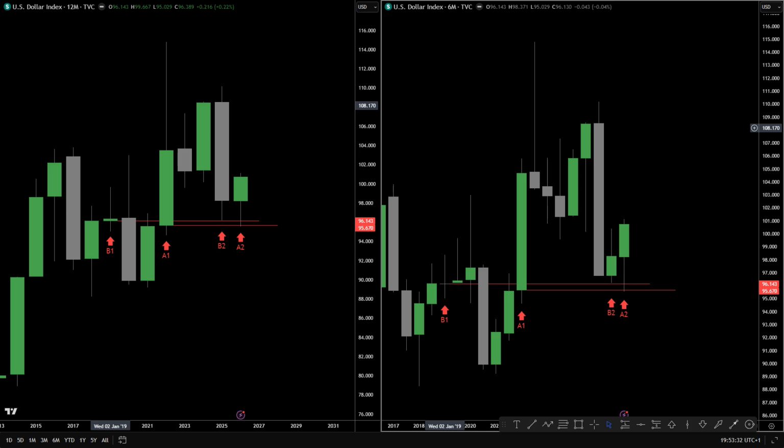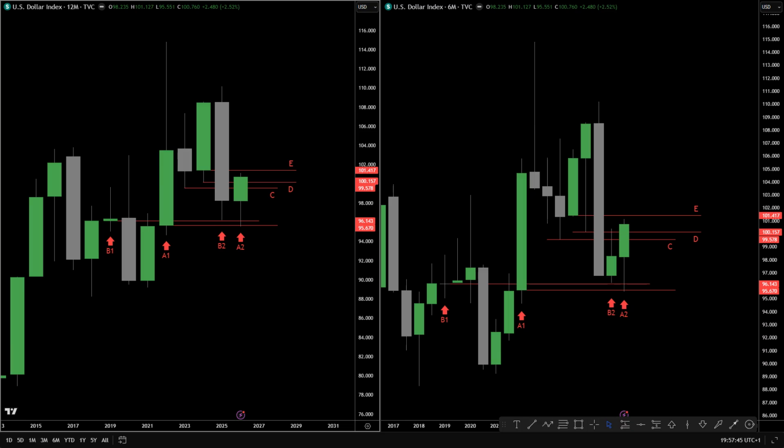Now let's shift our attention to the upside. There are three key levels I want you to focus on: C, D, and E. Remember, these are levels derived from 12-month candles, which means they carry significant weight. Price has already traded through levels C and D. That naturally brings our attention to level E as the next major upside objective.